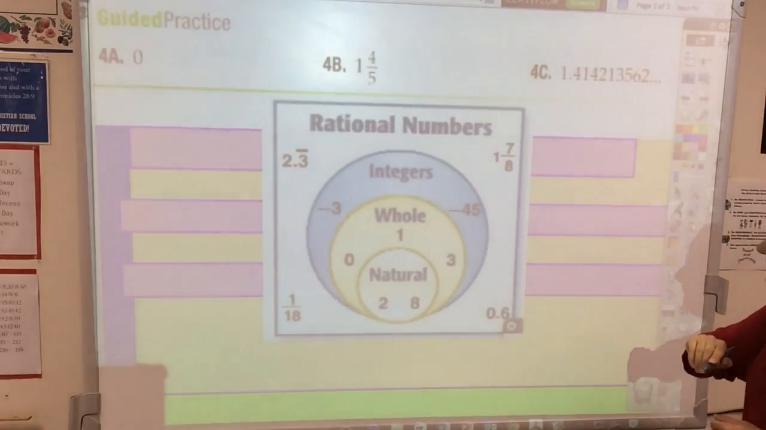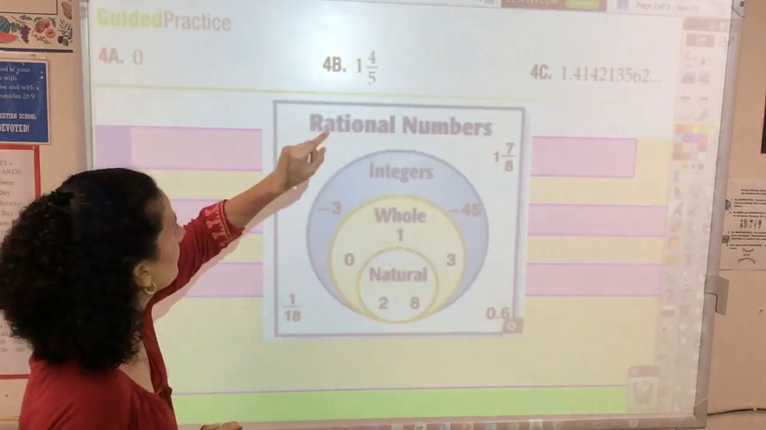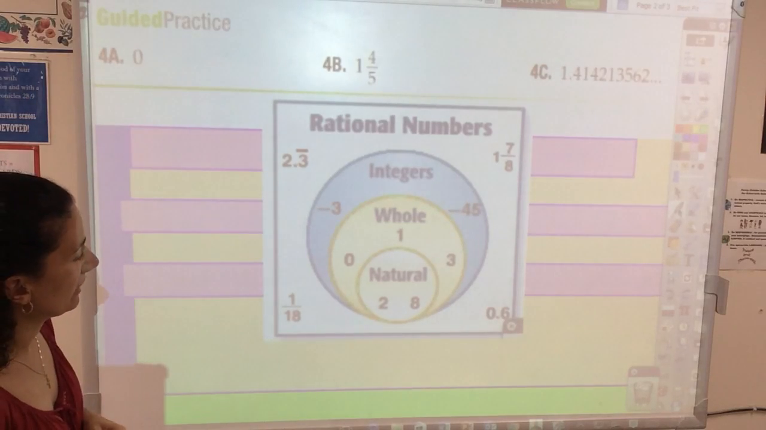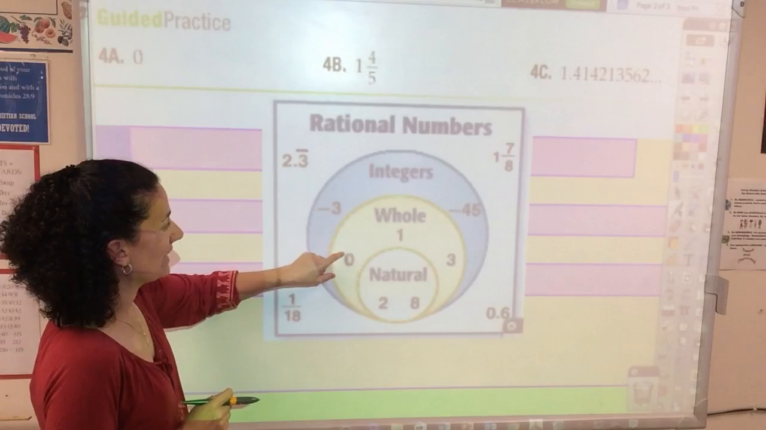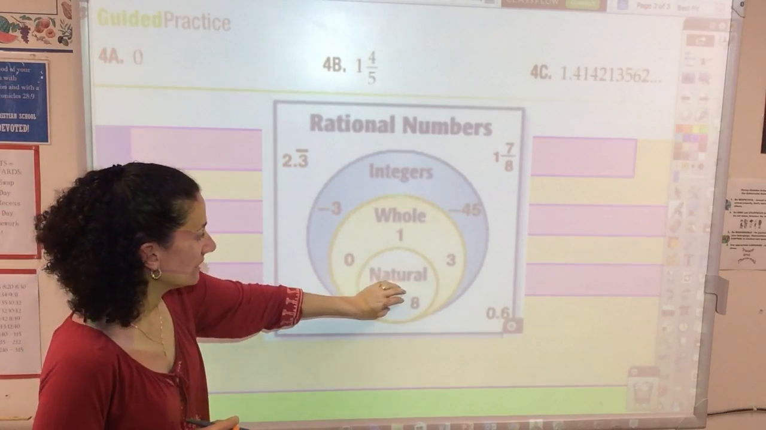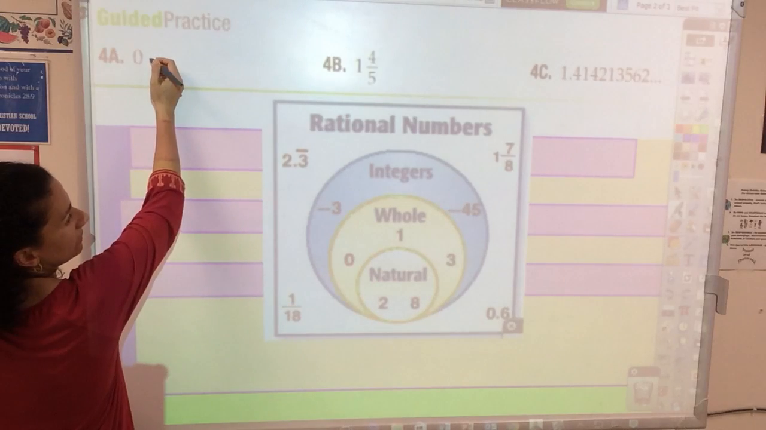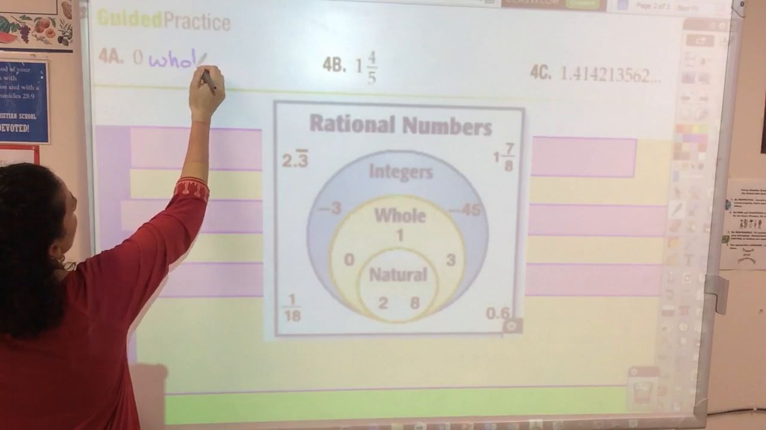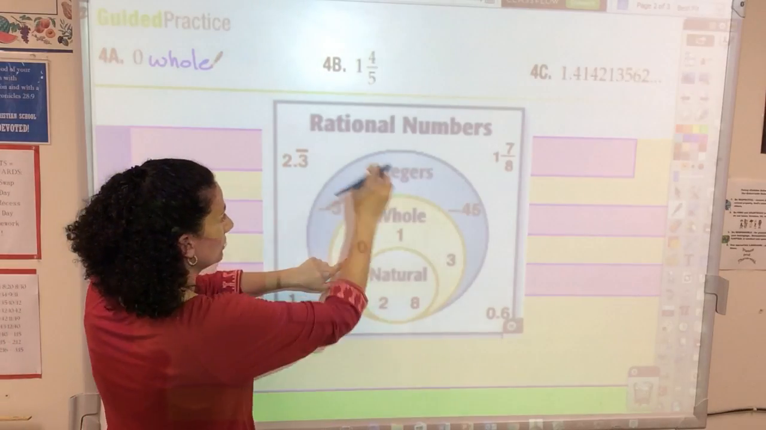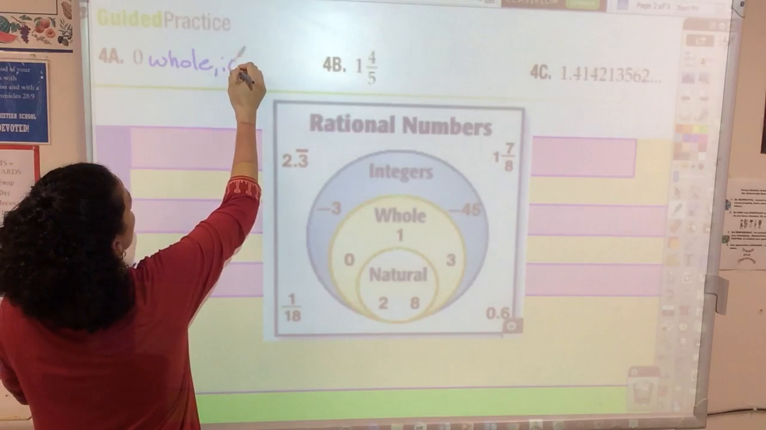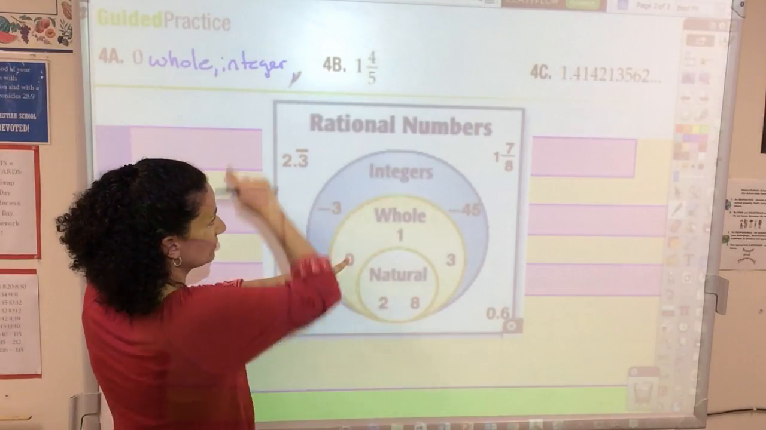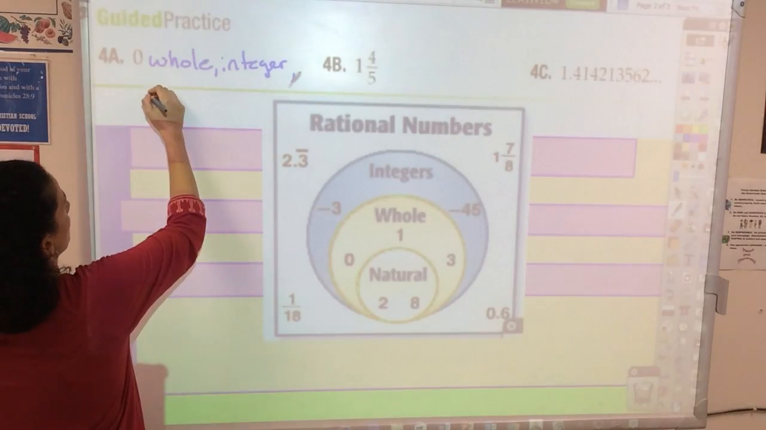All right, so let's check how you did in classifying these numbers. All right, 0. Where could we place that in our diagram? Remember, it's already there. 0 is part of the whole category. It is not a natural number. So the lowest point we can go with this is it is a whole number. But notice it's also in the blue circle. So it's also an integer. 0 is an integer. And that means it's also inside this broad category of rational numbers.